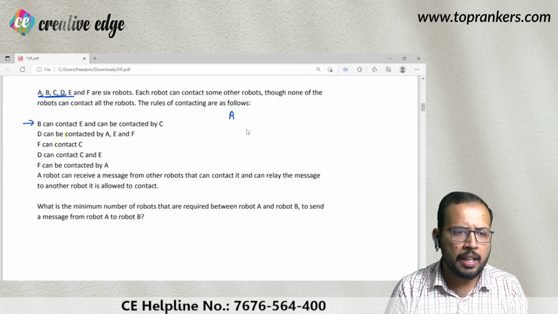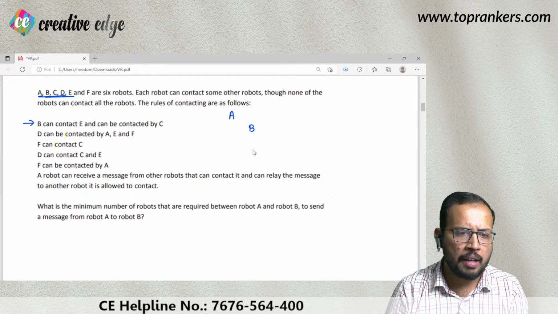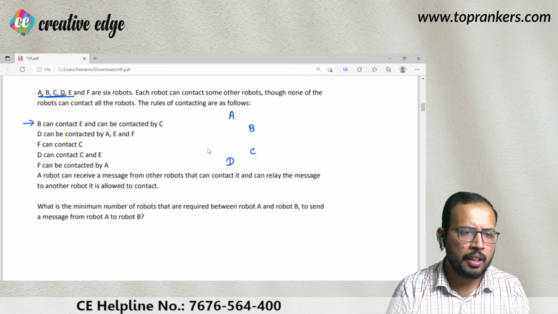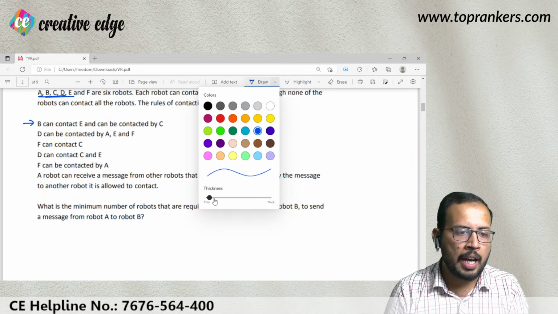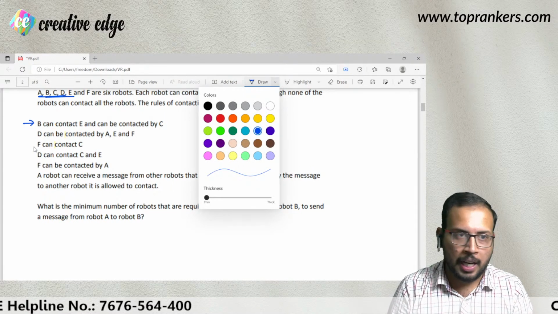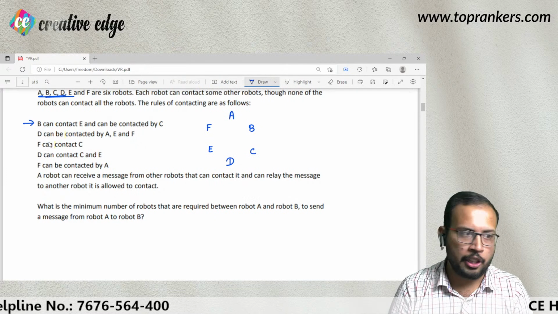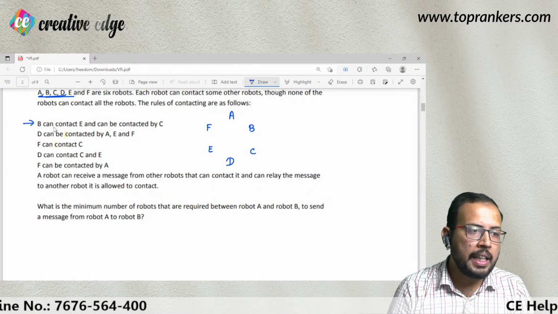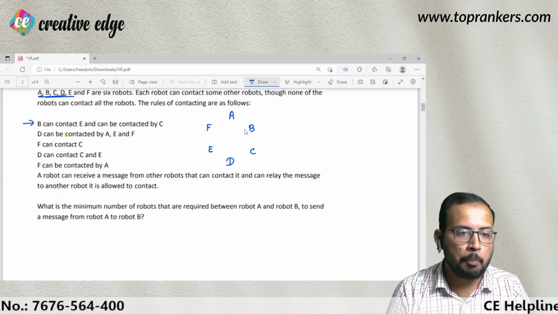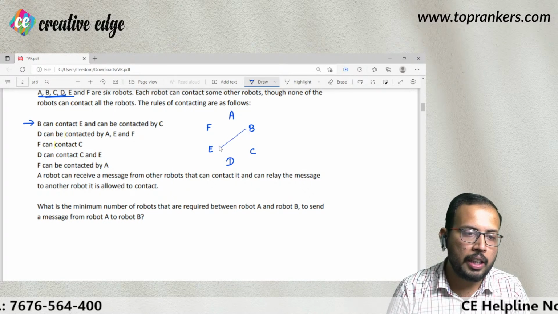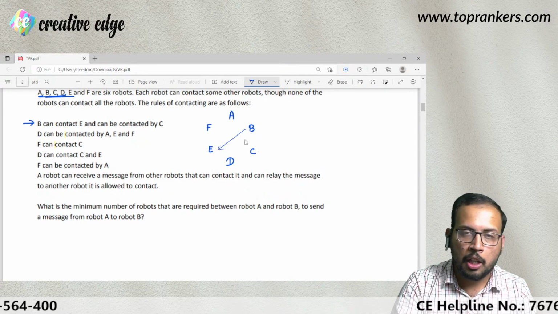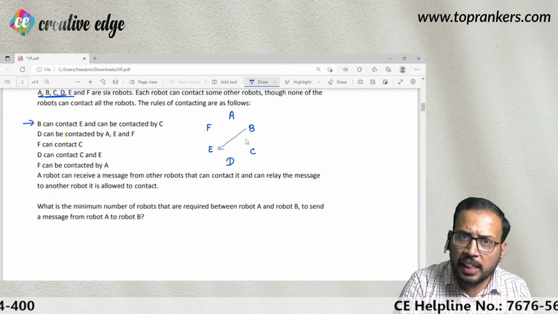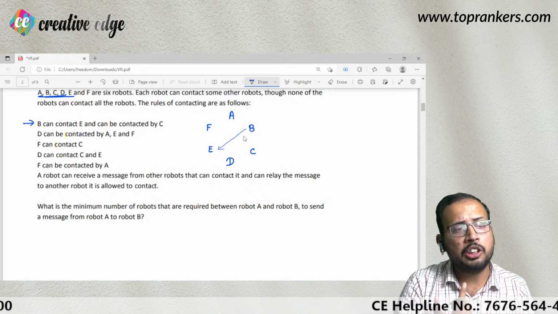So I have A here, I have B here, I have C here, D, E and F. So this is the information, these are the robots I have which need to be connected. Now B can contact E. So you can see that B can contact E. Now this arrow signals that B can contact E, but is it necessary that E is also going to be contacted by B? Let us look at this.